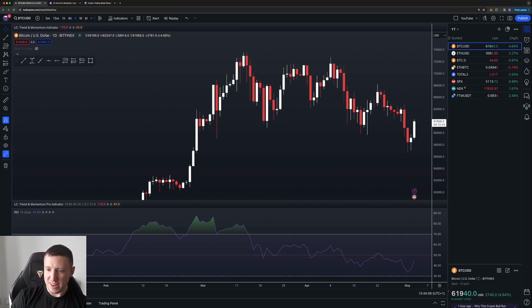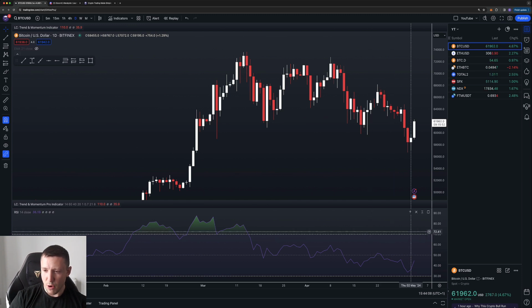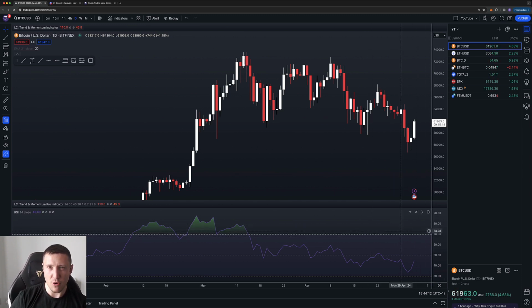So what these dotted lines represent: you've got one here around the 70% mark. Anything over that represents overbought. And the one down here at 30%, anything below that represents oversold. And the midpoint is at 50%, which is just a good reference point. However, it can be used for other things, which I'll go through a little bit later on in the video when I get onto our free indicator, which uses the RSI.